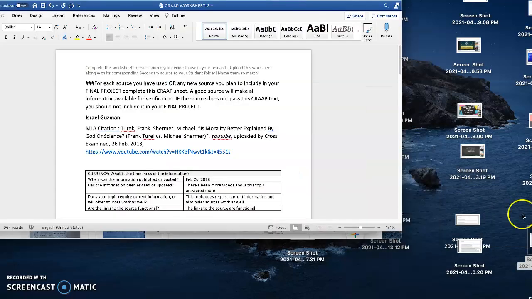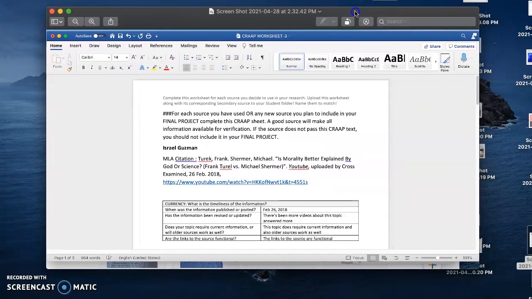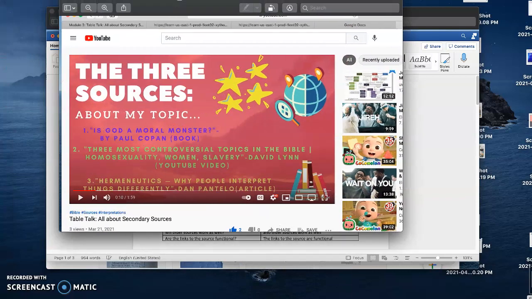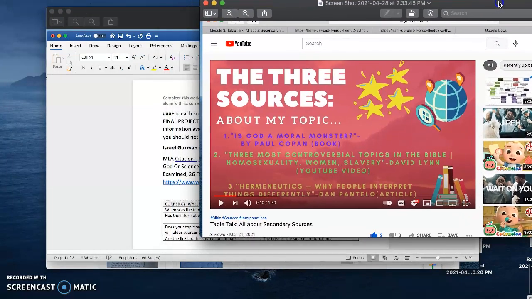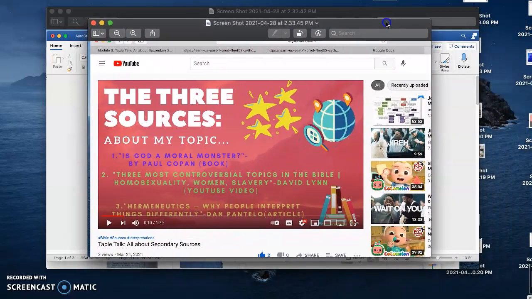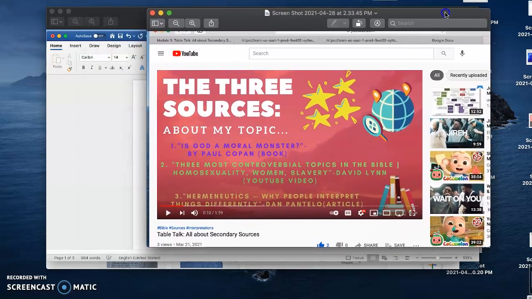So let me pull out an example. This is the crab worksheet. This is what you gave us to actually test out our sources, to see if they're actually good or crappy. Two of them turned out to be good and one was kind of crappy, so I changed the third one. This is my finalized post of the three sources I chose.